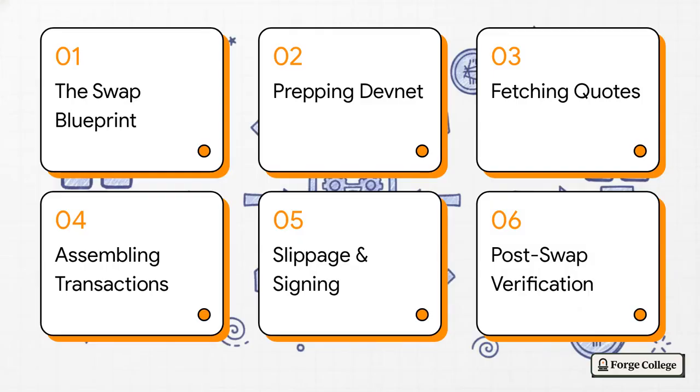Okay, let's take a quick look at the agenda we're sketching out today. We'll be hitting the swap engine blueprint, prepping your devnet environment, fetching the quoted route, assembling the transaction, slippage, signing and sending, and finally wrapping up with post-swap verification. Let's just jump right in.